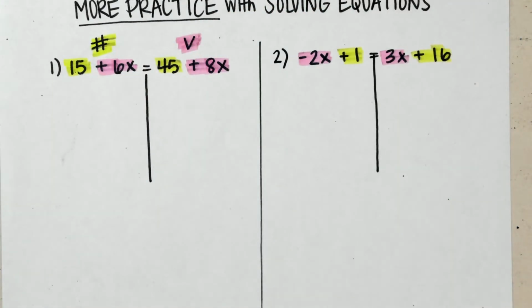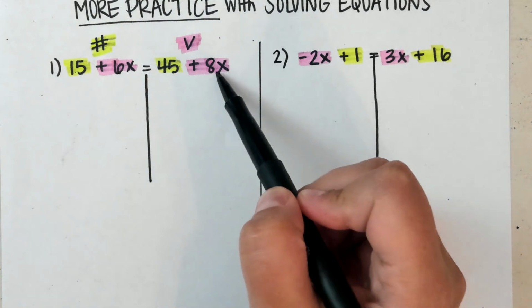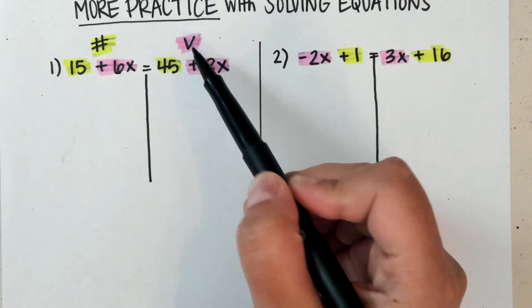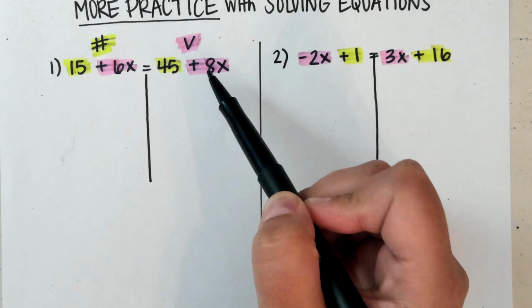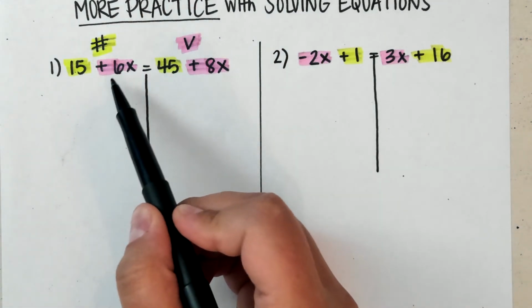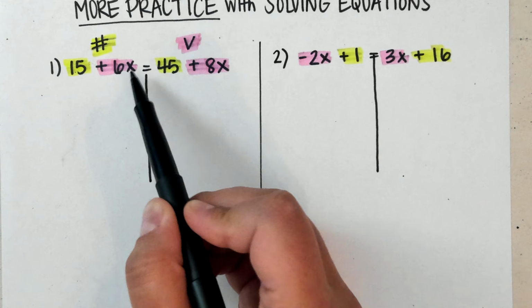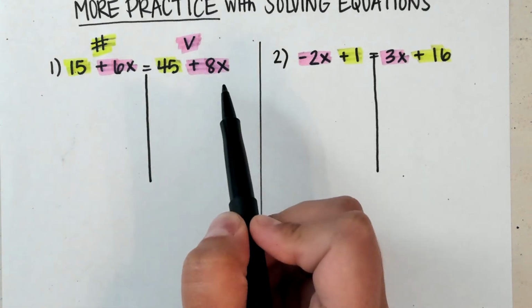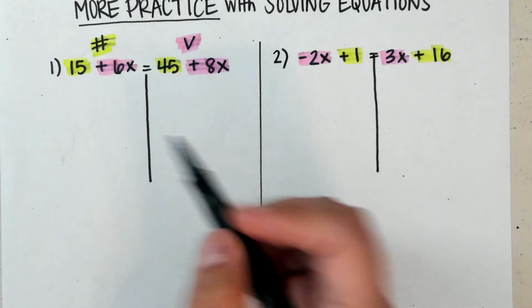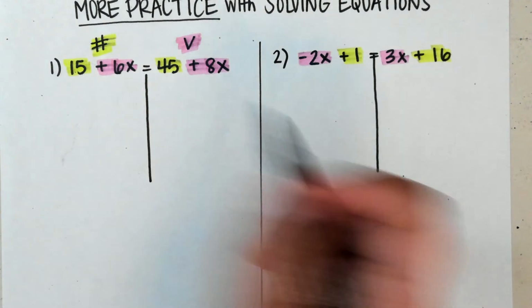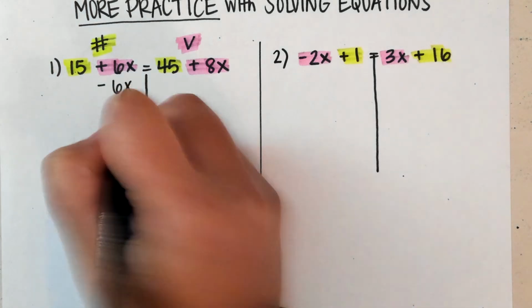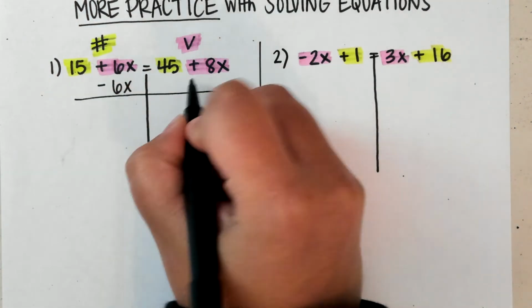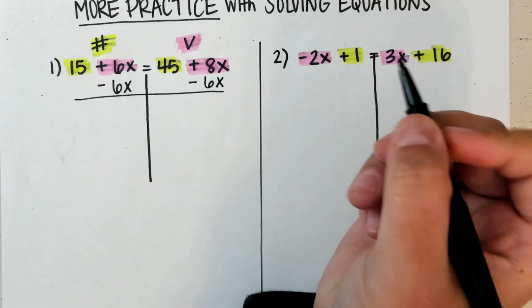So I need to get all of my variables to the right side and all of the numbers to the left side. So I already have 8x underneath the variable side. You can notice that the color matches. Now I need to look at the left side. Positive 6x has a variable, so I need it to go to the right side. In order to bring it across an equal sign, I need to do the opposite. So the opposite of a positive 6x is a negative 6x. So I'm going to subtract 6x on both sides.